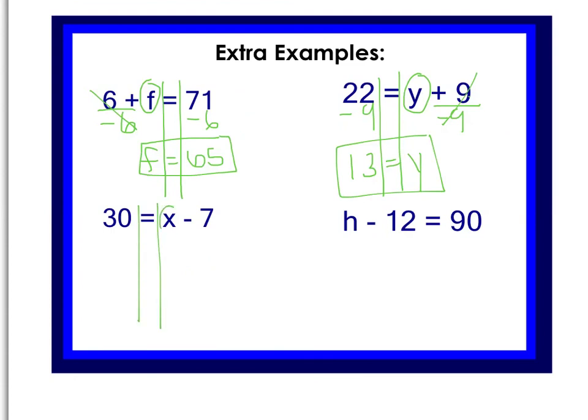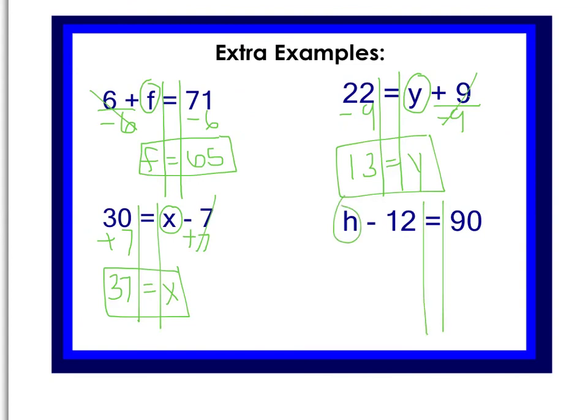Moving along, I'm going to circle my variable. I see that minus 7 is left over, so I'm going to do the opposite and add 7 to both sides. On the right-hand side, it cancels out. On the left-hand side, I get 37. And the last one, I'm going to circle my variable. I see minus 12 is there, so I'm going to do the opposite, plus 12. Add 12 to both sides. H is equal to 102.